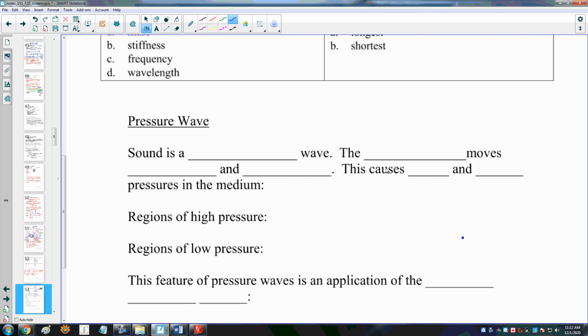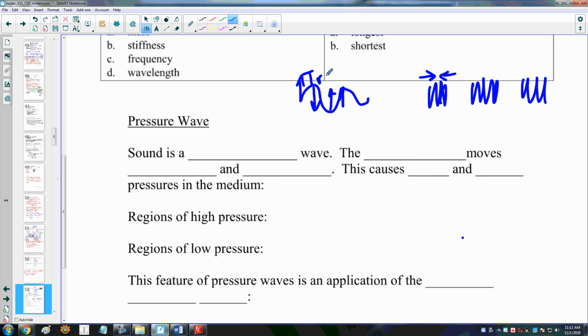So remember we talked about the difference between a transverse wave and a longitudinal wave. In a transverse wave, the medium moves up and down, up and down. And in a longitudinal wave, the medium moves back and forth. So here I draw a representation of a transverse wave. That would be like a wave on a rope that you're wiggling back and forth, or waves on the surface of a lake or on the ocean.